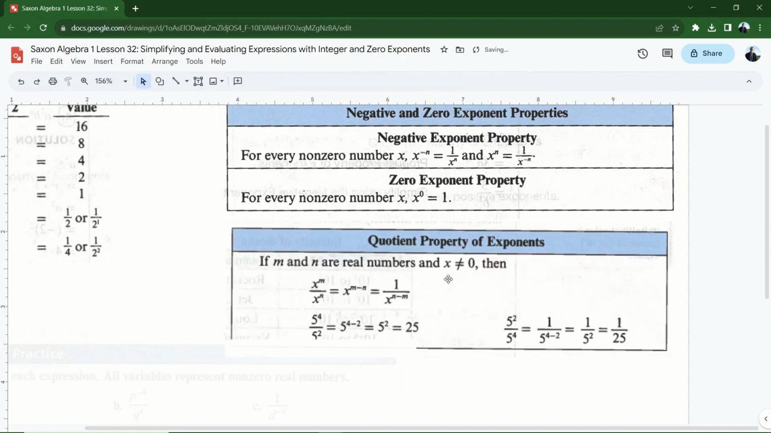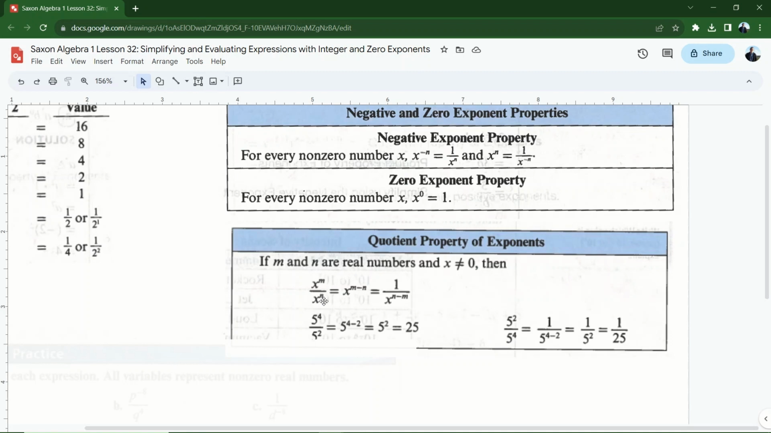The quotient property of exponents. This is it. If m and n are real numbers and x is not equal to 0 again because we can't divide by 0, then x to the m divided by x to the n. Notice I have the same base on the top and the bottom, okay? You're going to see that's a common pattern down below. I have to have the same base on the top and the bottom for this to happen.